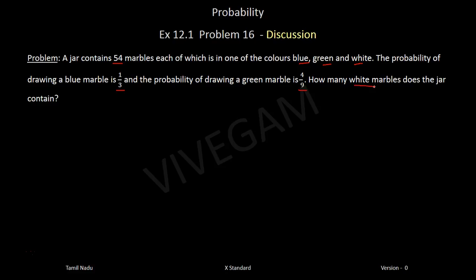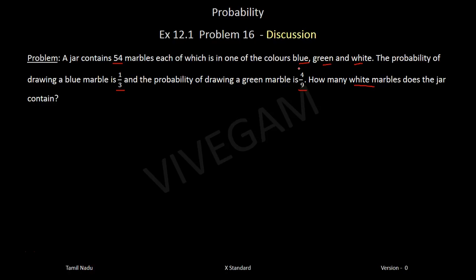Okay, right. So there are only 3 types, blue, green and white. If the probability of getting a blue marble is 1 by 3 and 4 by 9 for green, the probability of getting a white marble is nothing but 1 minus the sum of these two. See, probability of getting blue plus green plus white will always be equal to 1. If the events are mutually exclusive, it means that when a ball is drawn, it cannot be blue and green, and it cannot be green and white. It can be only blue or green or white.